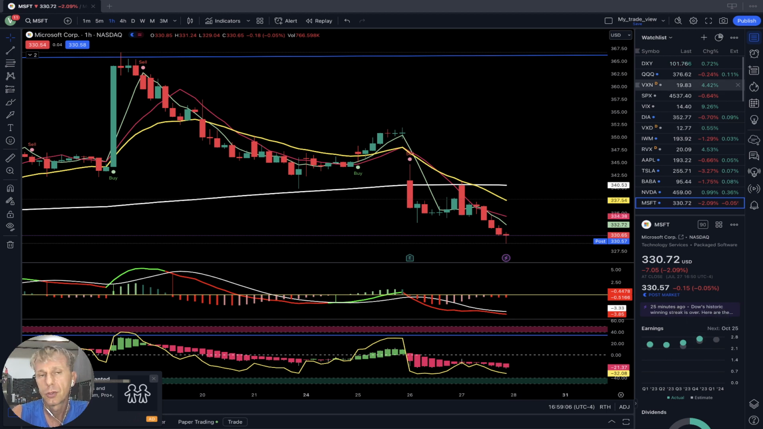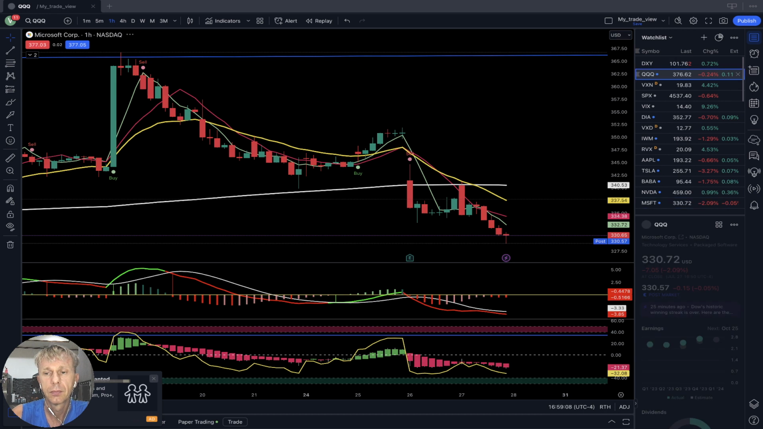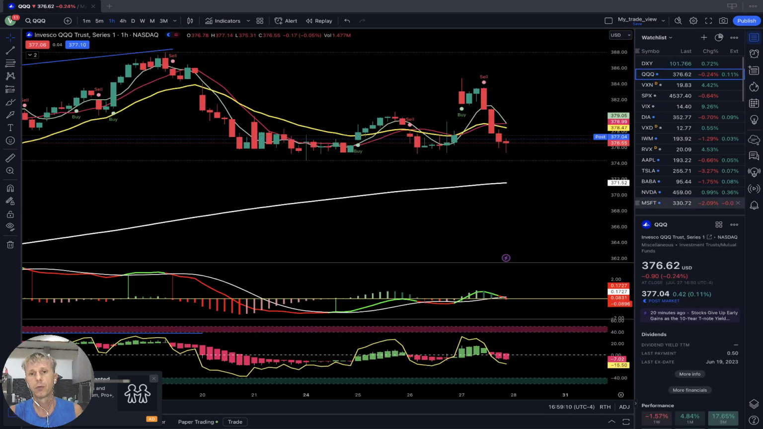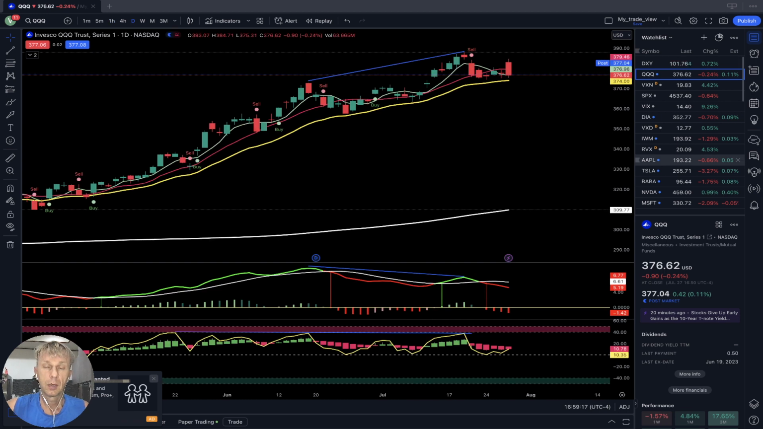That's all. Let's do summary for all indexes. Today, I believe it was a bull trap. It was a nice bull run. It was an exhaustion bar, very powerful, very nice bull run.